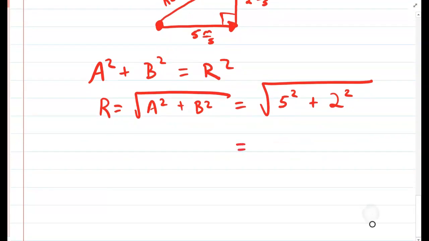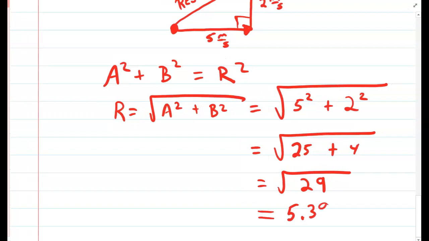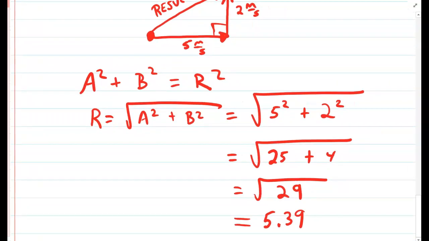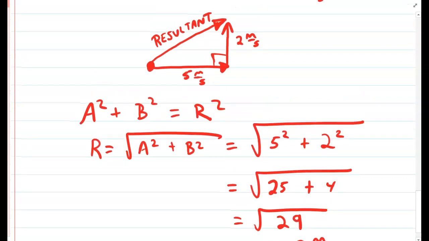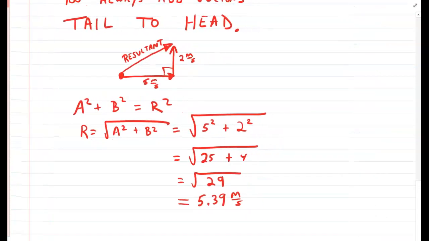What's that end up being? That ends up being 25 plus 4, which is the square root of 29, which if you punch that in your calculator ends up being 5.39. And the unit on that would be meters per second, because we're dealing with velocity vectors. So this resultant is 5.39 meters per second.